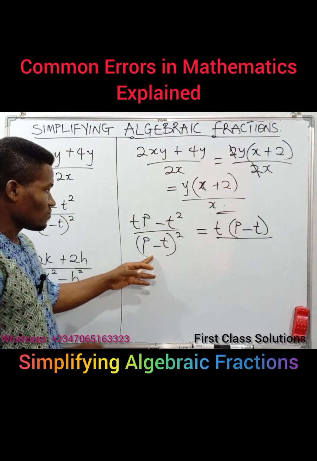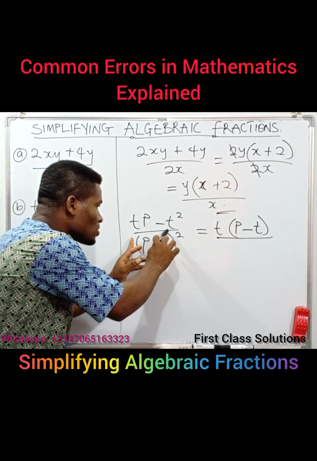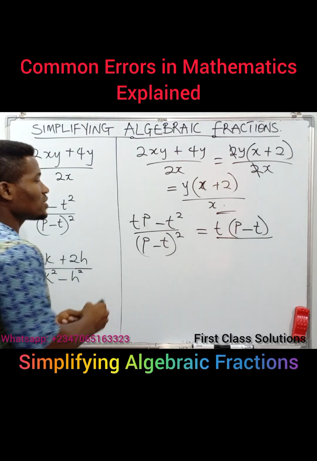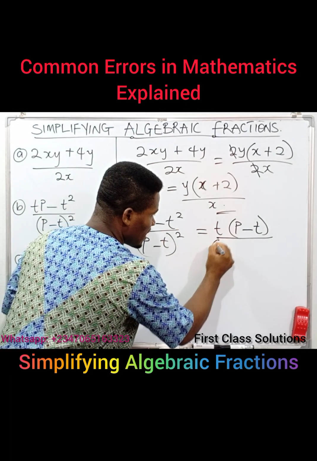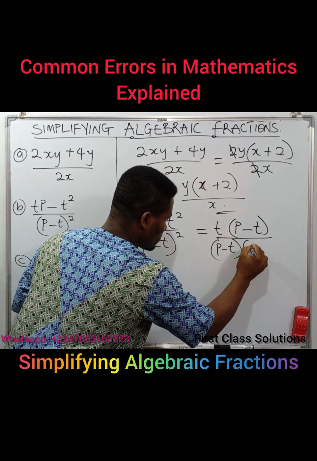Another issue now comes in. Look at this bracket. Just like this T squared, we are having this P minus T. That is, this square is affecting the P minus T. What you just need to do is to multiply P minus T by itself. So you just have it twice, P minus T bracket what?